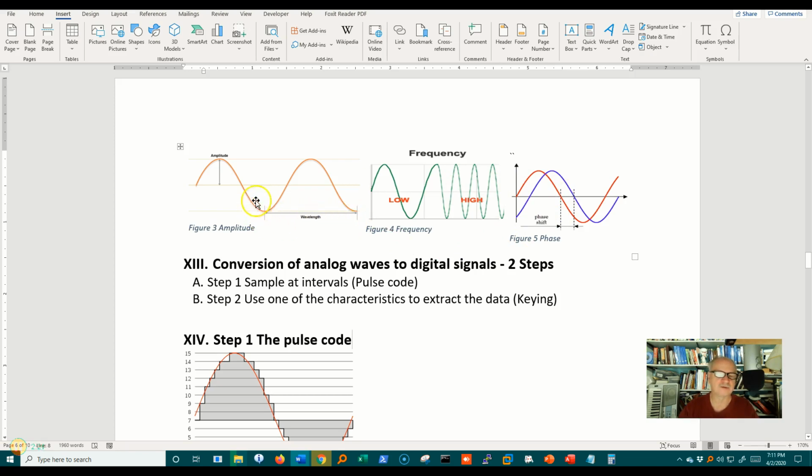The wavelength is the distance, the physical distance between one trough and another trough, or one peak and another peak. And the wavelength is really just a function of the frequency. In fact, it's an inverse function of the frequency. If I have a low frequency, I have a very long wavelength here. If I have a high frequency, you can see I have a very short wavelength. And so we don't consider wavelength a separate property, because it's just an inverse function of the frequency.